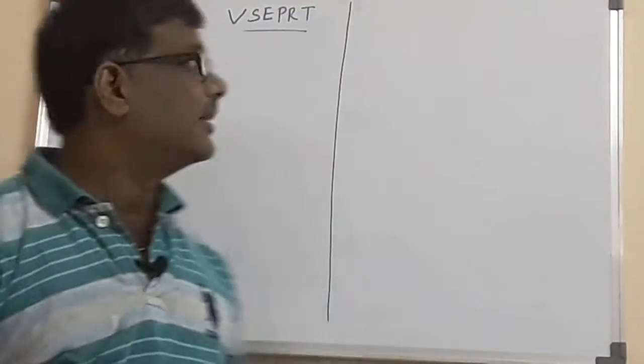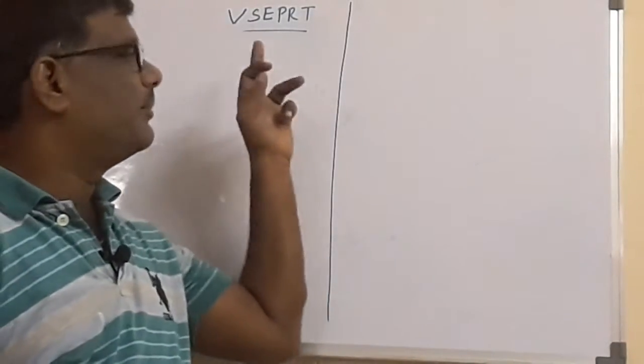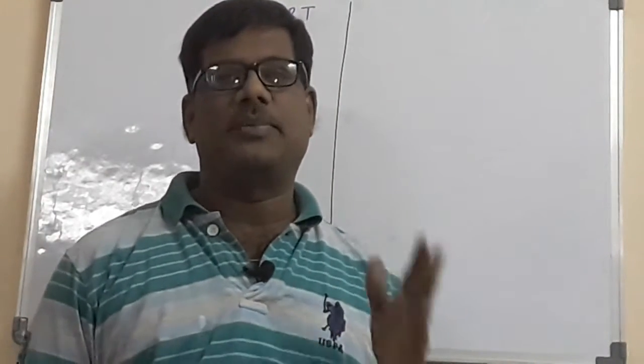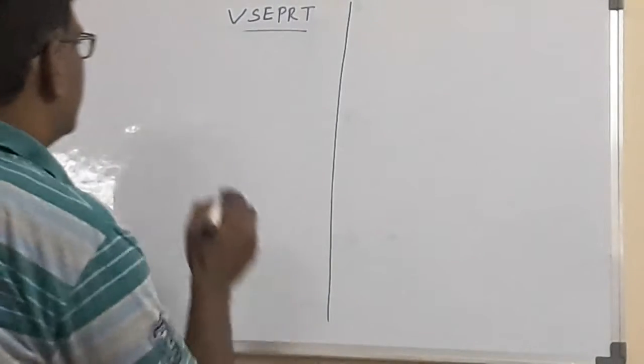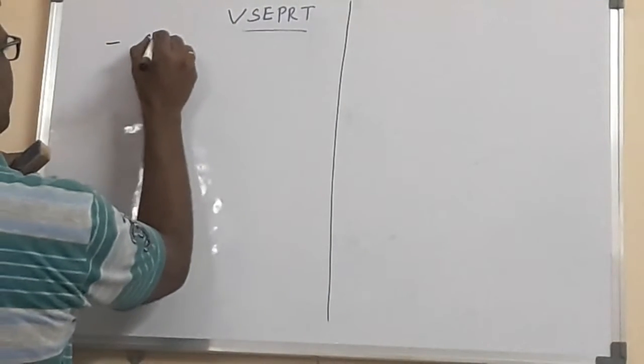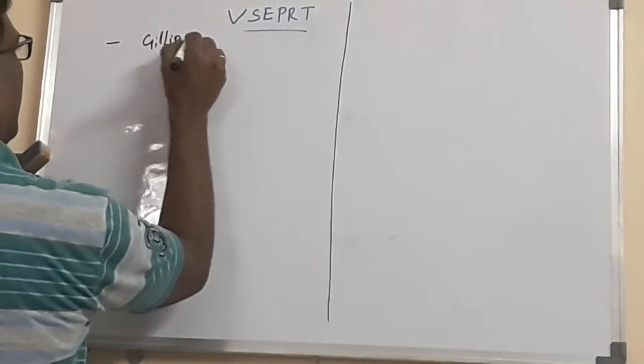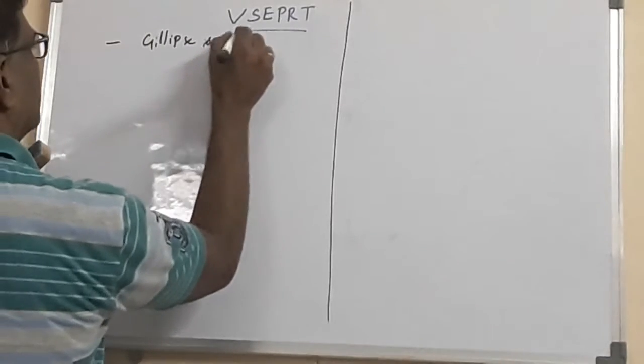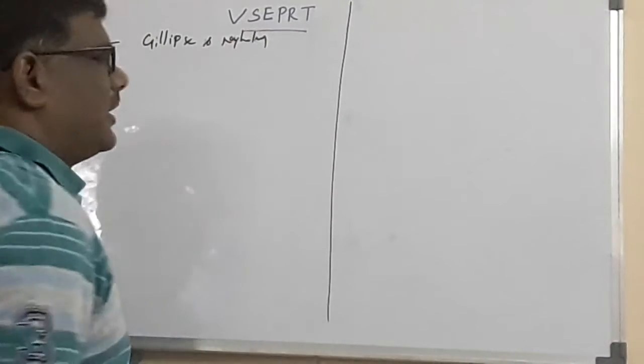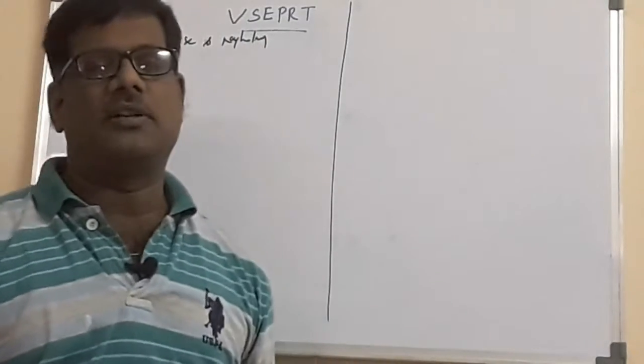Today my topic is valency shell electron pair repulsion theory. Simply it is called the VSEPR theory. Once again, valency shell electron pair repulsion theory, which was given by Gillespie and Nyholm to explain the shape of the molecule.